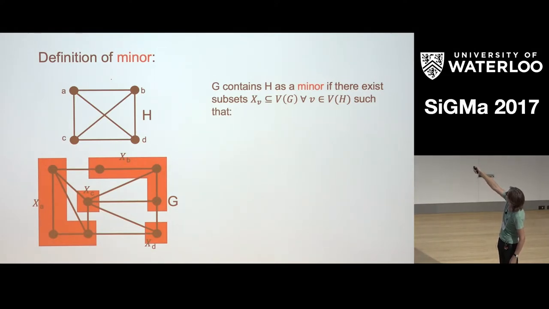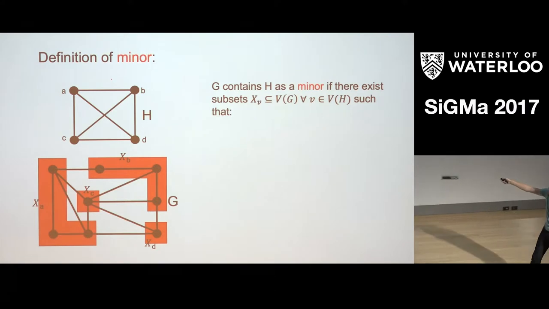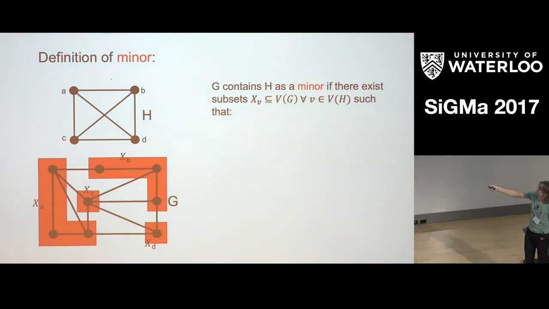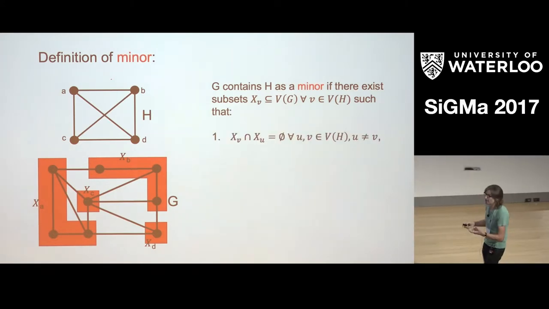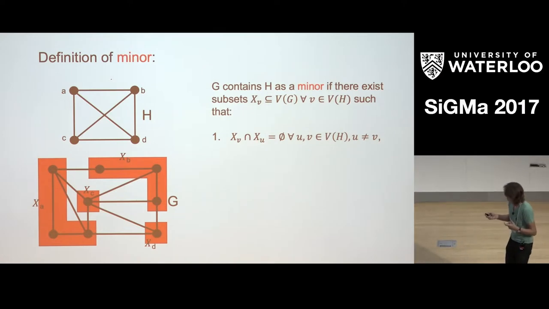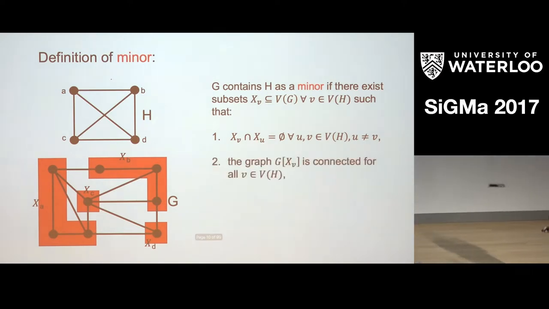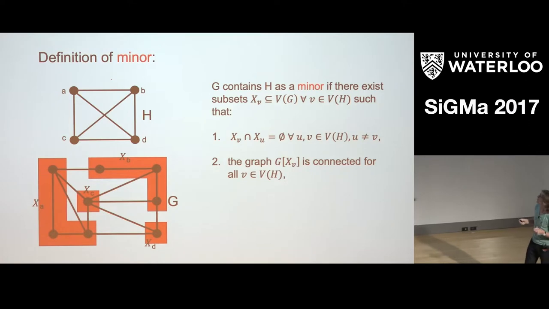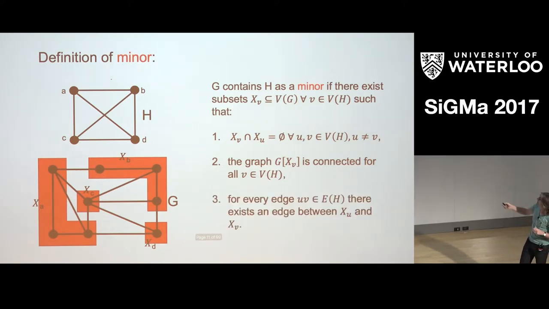The vertices of H are A, B, C, D. I want to find subsets of vertices X_A, X_B, X_C, X_D in G that have the following properties. First off, I want them to be pairwise disjoint, as they are in the picture. I want them to each induce a connected subgraph. And now for every edge UV of H, say the edge AB here, I have a corresponding edge between the set X_A and the set X_B of vertices, namely this edge here.